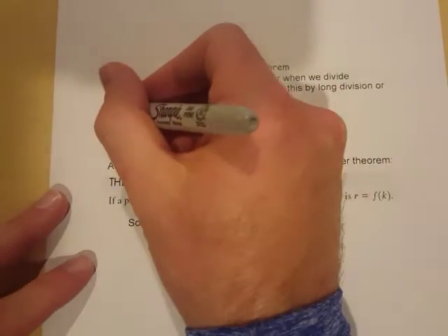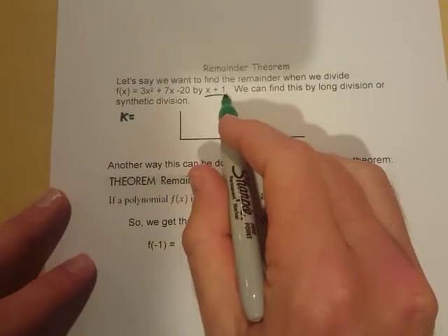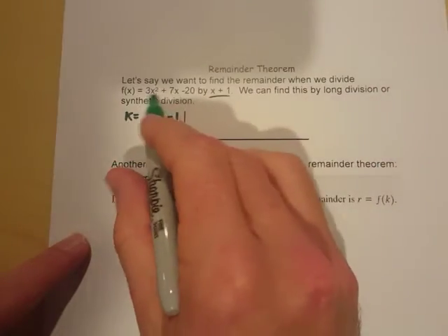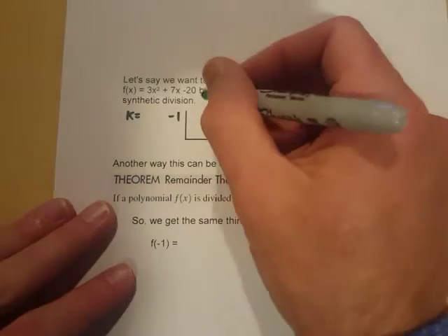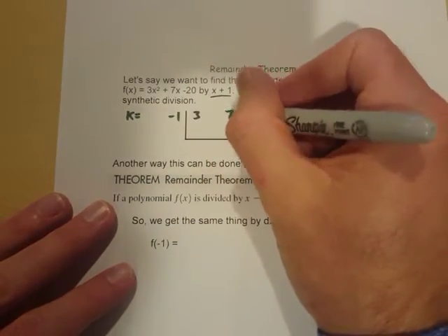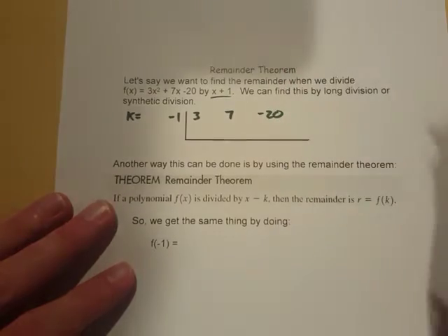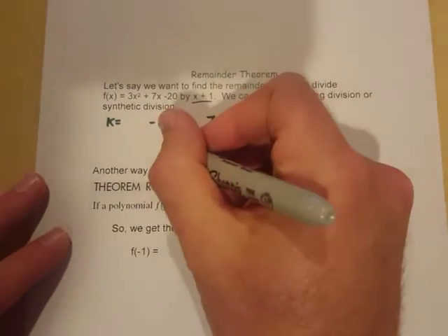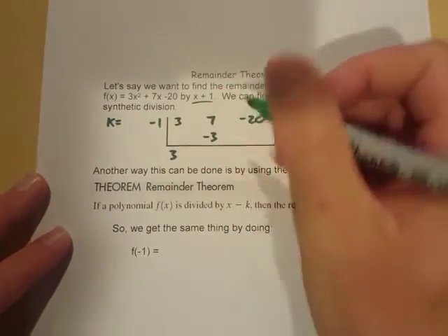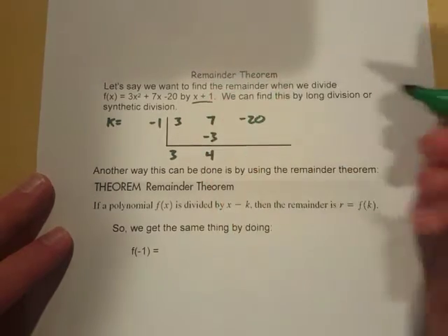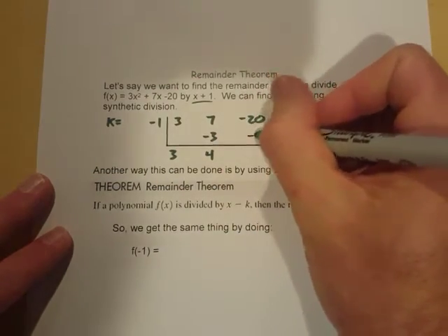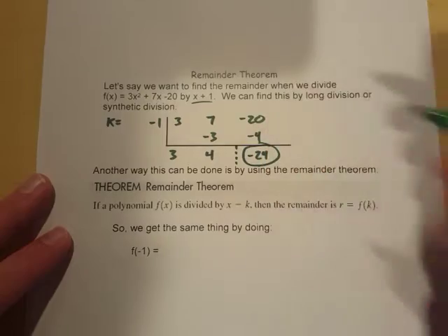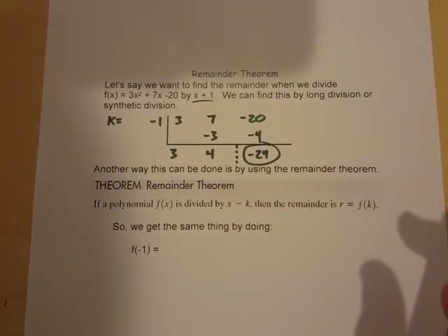So here's what we start with. We find the k value, since it's x plus 1, k is negative 1. And then, like before, we're going to put the coefficients from the dividend on the inside. So 3, 7, negative 20. All right, so I'm going to go through the process just like I did with normal synthetic division. Bring down the 3, multiply it by negative 1, add those two together, we get 4, and then multiply negative 4 for those, add those together, get negative 24 as my remainder. So that's my remainder of this one.